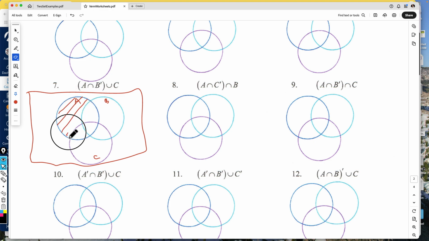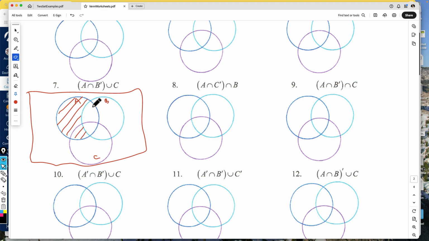We're in A, but we don't get into the intersection with B. And again, if you really did this, it would be everything outside B crossing over what's in A. Does that make sense? So that's the first part.